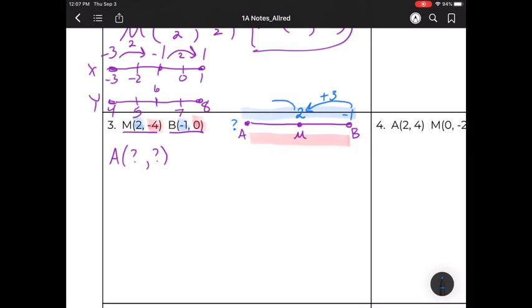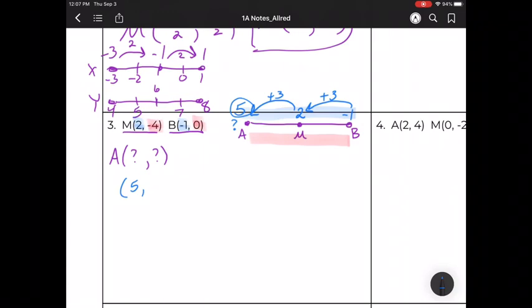So I'm going to repeat that pattern to move on to the final endpoint A. I'm also going to add 3. For M to be in the exact middle, it has to be 3 away from both sides. So 2 plus 3 then would be 5. So A has the x coordinate of 5.